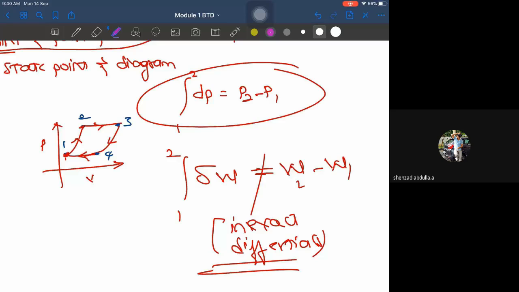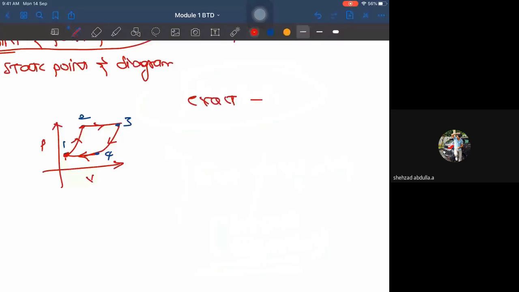Exact differentials are always indicated by the letter d, they will use the prefix d. And inexact differentials are always indicated by the letter delta. Okay, this is how it goes.